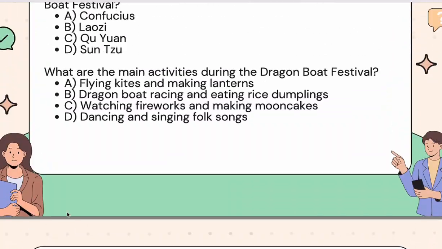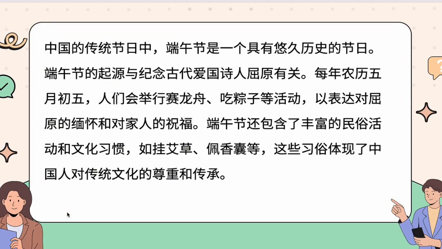So let's go back to the paragraph. Let me read it. 中国的传统节日中, among all these Chinese traditional holidays, 端午节, the Dragon Boat Festival, 是一个, is one. 具有 means have, own, or be equipped with. 悠久历史, 悠久 is long, 历史 is history, 的节日 is a festival, so a festival that has a long history.